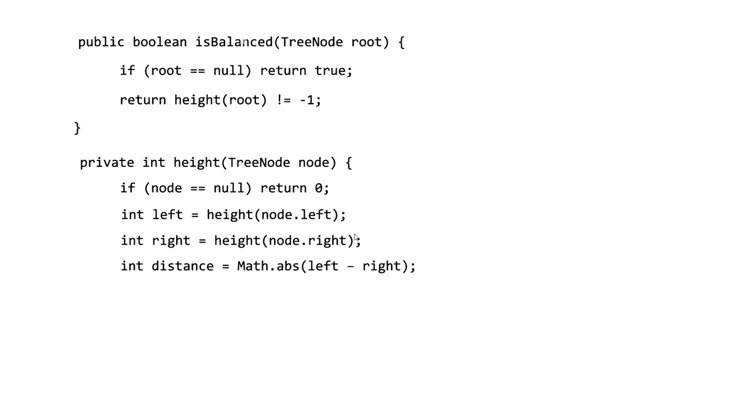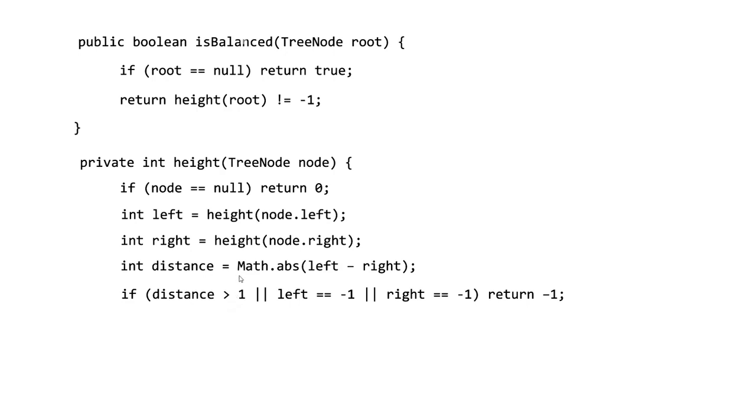Now we're going to determine the distance between left and right. So we're going to do a Math.abs, which is short for absolute, which basically means any number that's negative is just going to be returned as positive. So we're going to subtract left minus right. In the case where right is greater than left, it doesn't matter because we're doing absolute value.